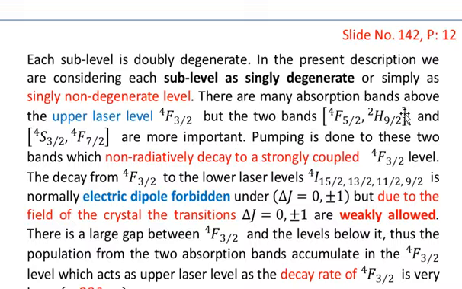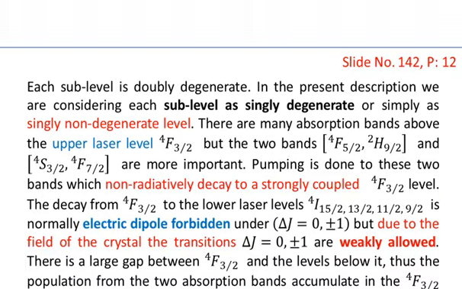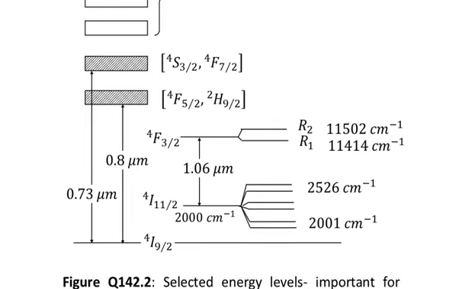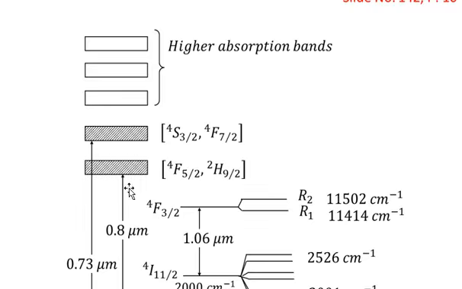There are many absorption bands above the upper laser level, which is the 4F3/2 level, but only 2 bands are more important. The first absorption band has term symbols 4F5/2 and 2H9/2, and the second absorption band has term symbols 4S3/2 and 4F7/2. So the 2 absorption bands which I have shown in the figure with dashed lines are the important levels as far as the lasing process in the Nd-YAG laser is concerned.